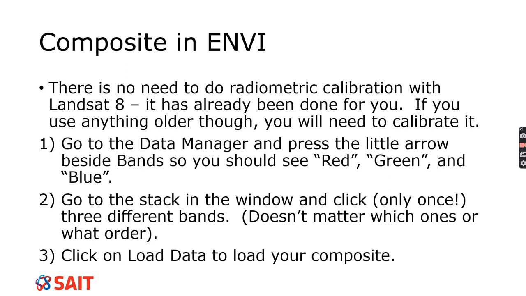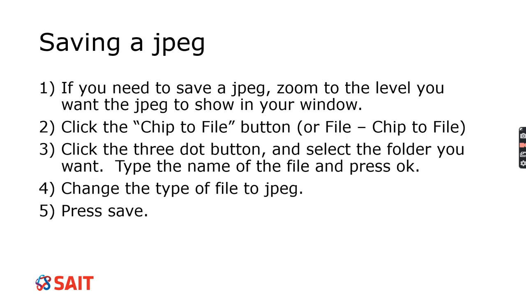But for Landsat 8, if we want to make a composite, we go to the data manager, and then you press the little arrow beside the bands word at the bottom, and you'll see red, green, and blue. Then you just click once the bands that you want, and just watch them fill in to make sure that the right one is going into the right color. And then you hit load data, and it will come up.